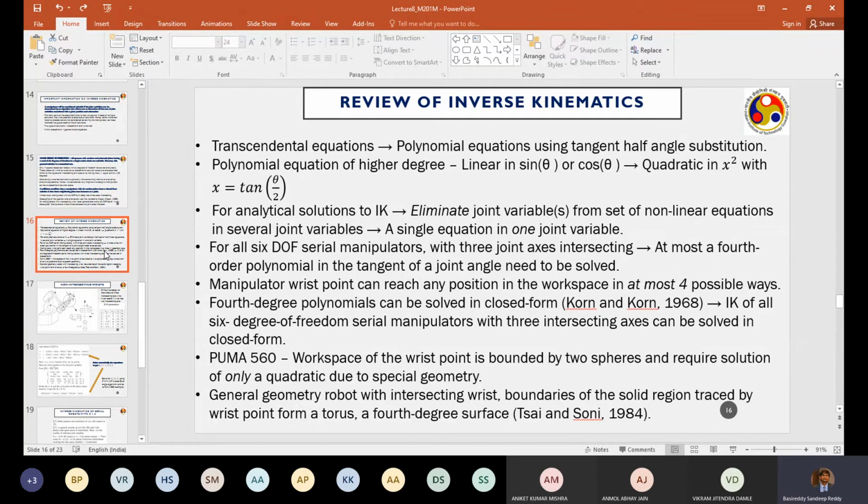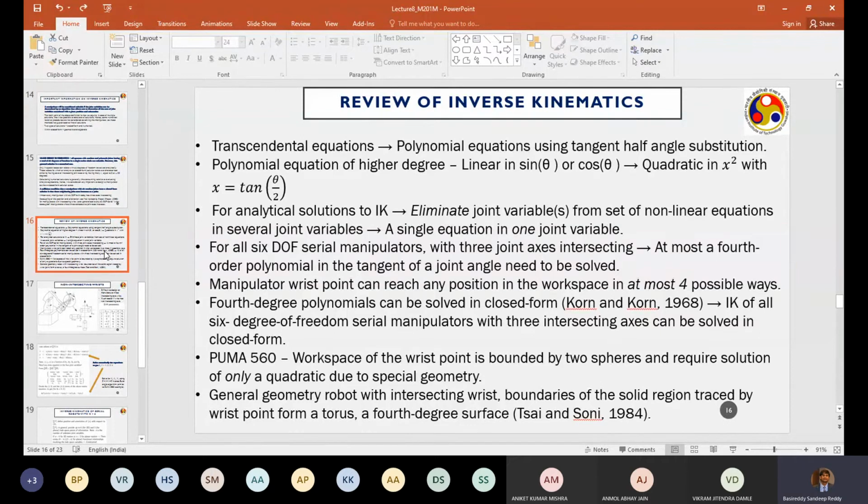Another major thing we saw was that the manipulator wrist point can reach any position in the workspace in at most 4 possible ways. Now these 4th degree polynomials which I mentioned, when you have three joint axes intersecting, can be solved in closed form, and I've given another reference where they've proved this. You can refer to that, right? So the inverse kinematics of all these 6 degrees of freedom serial manipulators with three intersecting axes can be solved in closed form.